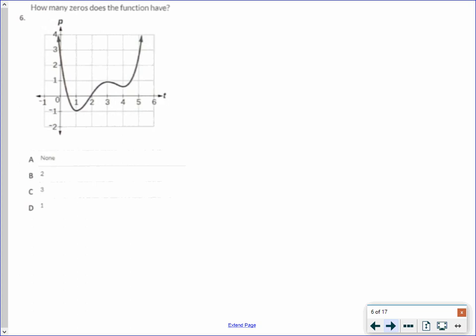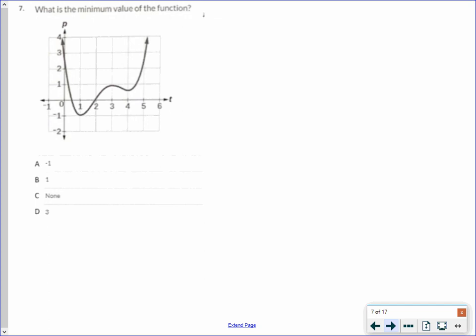Okay, for 6, we're asking how many zeros the function has. Remember, our zeros are our x-intercepts, our roots. All three of those things mean the same thing. So we see we have one x-intercept here and one x-intercept here. So we know our answer is 2. We have 2 x-intercepts or 2 zeros.